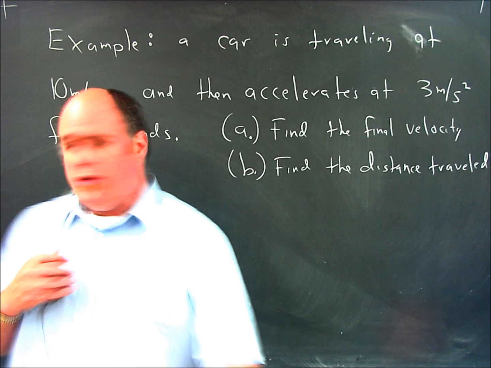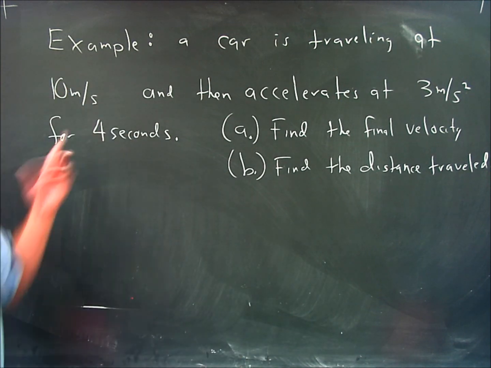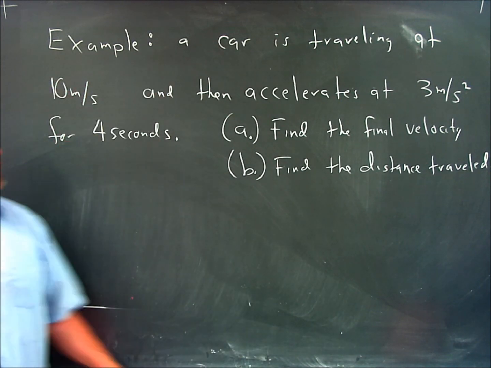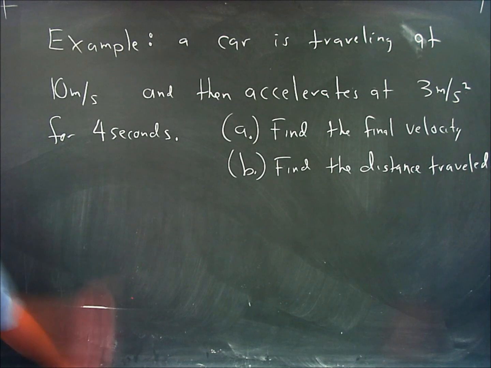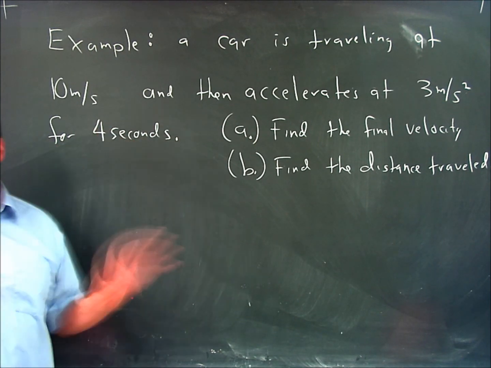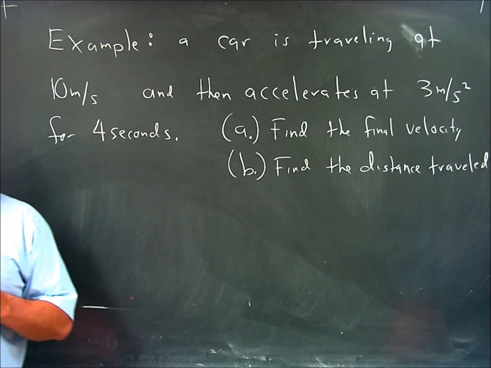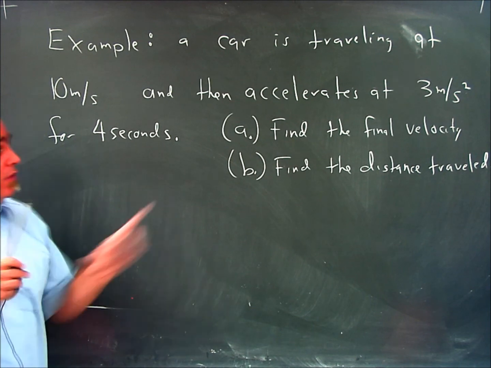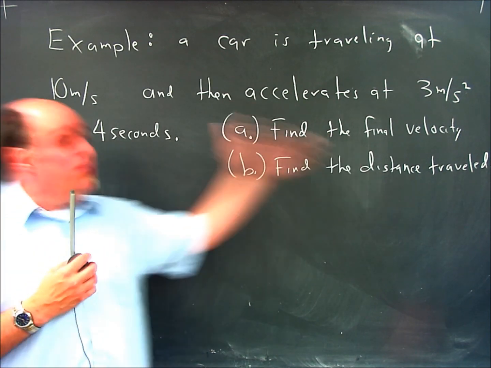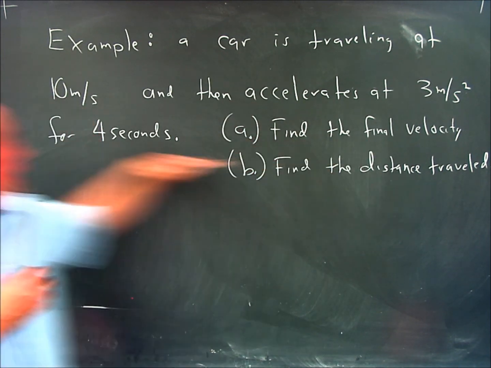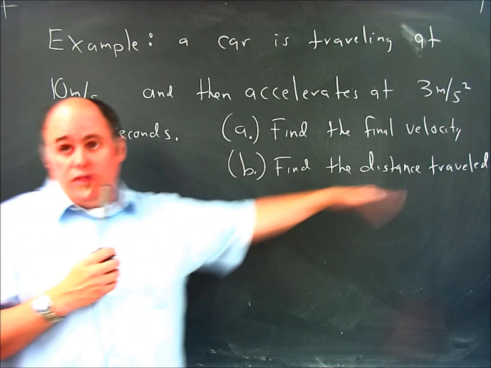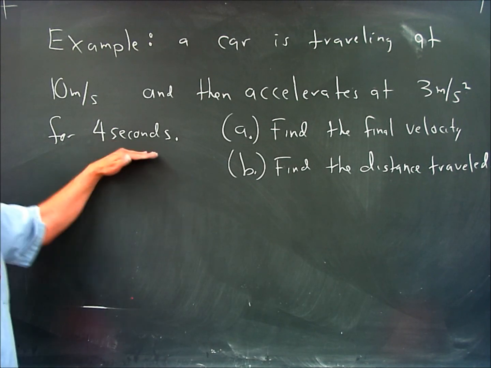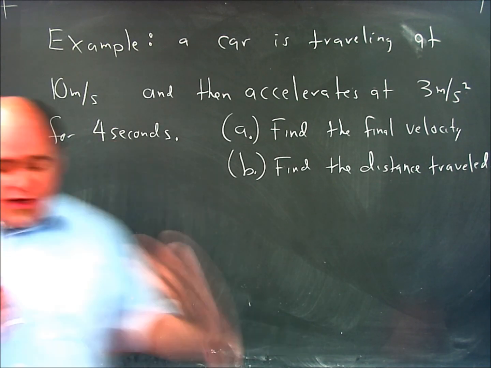So here's a word problem. This is an example. The word problem says there is a car, and the car is traveling at 10 meters per second, and then the car is going to accelerate at 3 meters per second squared for 4 seconds, period. The word problem's over. It asks us 2 things to find. A, find the final velocity of the car. What they mean is, find the final velocity after these 4 seconds have passed, and B, find the distance the car has traveled, again, after these 4 seconds have passed. How far did the car become displaced?